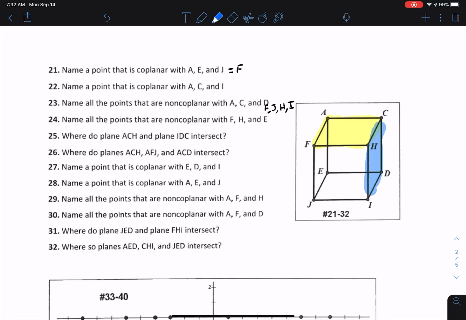Where do they intersect? Where do they touch? They touch right here. This is where they meet up. Where the yellow one meets up with the blue one is right here at CH. So that would be your answer there. They intersect at CH. I think you can get the other ones. The other ones should be pretty straightforward.